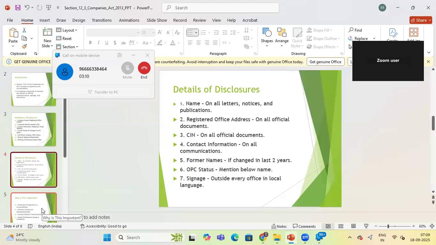And the physical signboard requirement is that the company's name and registered office address must be painted or affixed in a conspicuous place outside every business location in legible local language, English and local language. On financial instruments, the company's name must also be printed on the hundis, promissory notes, bills of exchange, and similar documents.